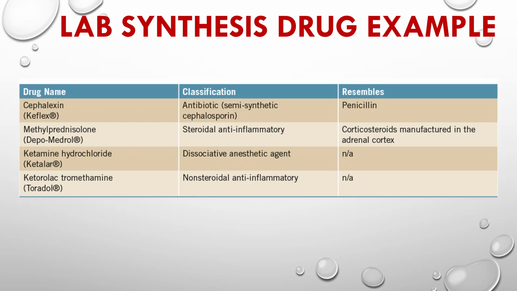And so some examples here, one of the antibiotics actually called K-Flex or Cephalexin, especially this is used a lot with, if you have animals, this is commonly used, can be used in humans as well. But again, it's a common one for animals. So it resembles penicillin, but again, it's completely synthetic. And then Toradol, one of our non-steroidal anti-inflammatories, so it doesn't really look like anything, but it is a good pain reliever.